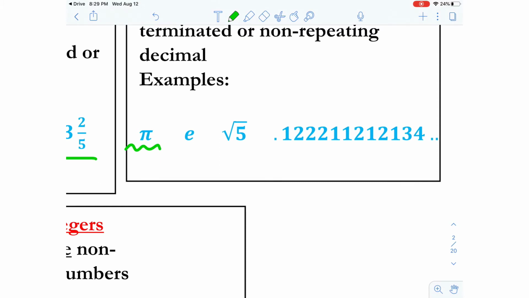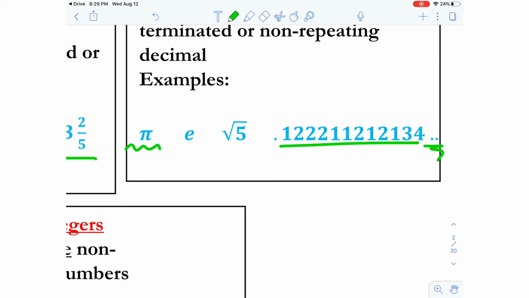Think of the word irrational as like there's no rhyme or reason. It is random. The numbers don't make sense. There is no pattern to it. And key thing here, it goes on forever. That ellipsis needs to exist.